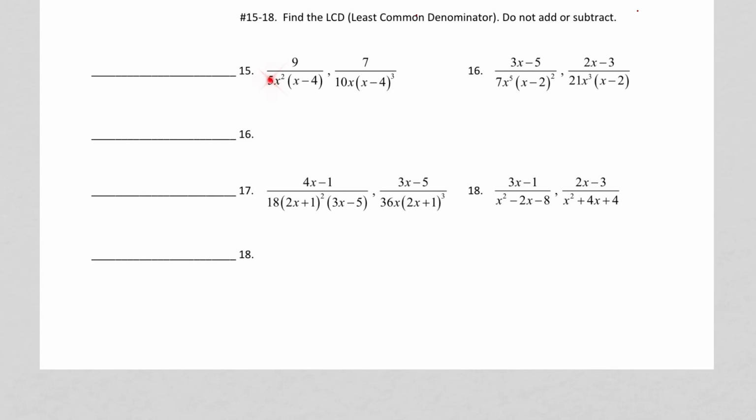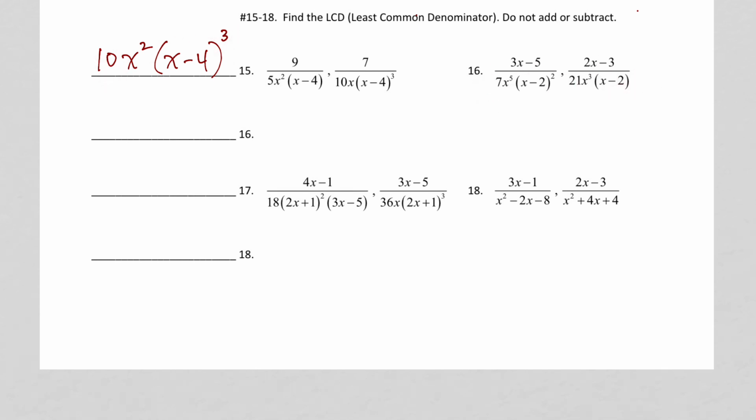For the LCDs, the number is going to be 10 because 10 is the smallest number that both of those can go into. And then when we look at the x's, we have 2 here and 1 here. 2 is more, so that's going to be part of the LCD. And then we look at the x minus 4. We have 3 here and 1 here. 3 is more, so 3 is going to be part of the LCD. So that's the LCD.